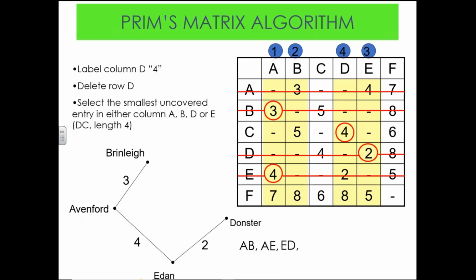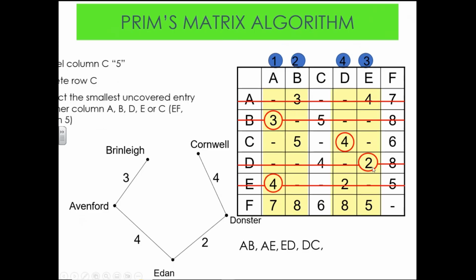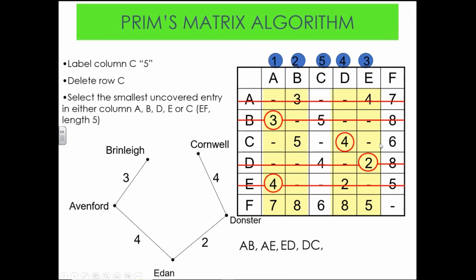Add into your diagram CD. So that goes up from D up to C. And add onto your list of arcs either CD or DC. It doesn't matter which order you write those in. We just need to join up F now. So I'm going to cross out the row C. It's got a circle in. I'm going to label up column C with the number 5.